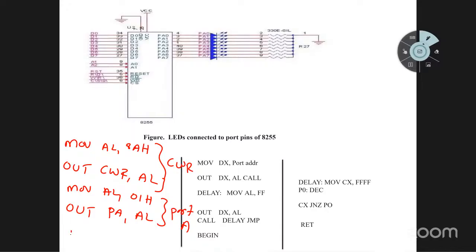And if you want to provide delay, you can write the delay program here. As much time as you need for the delay. Okay.